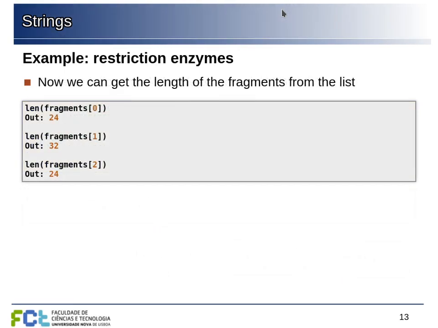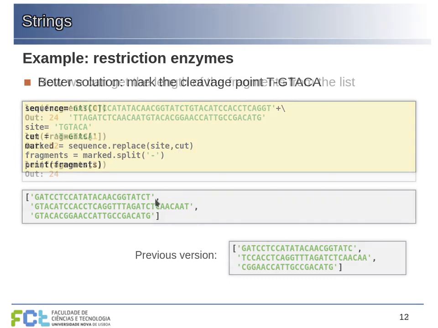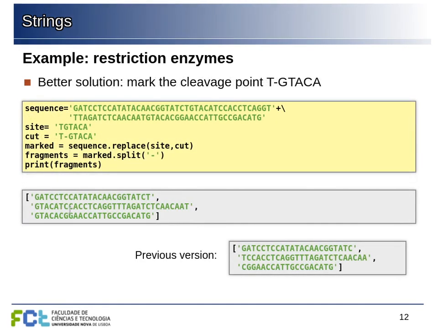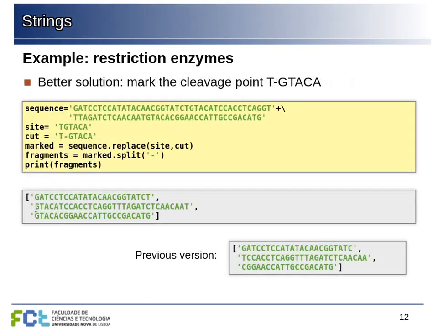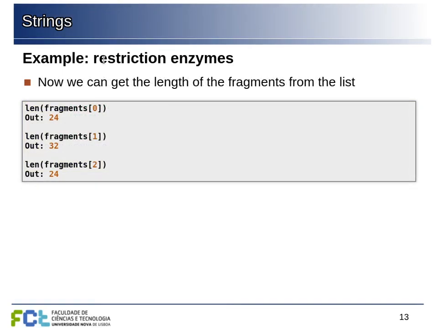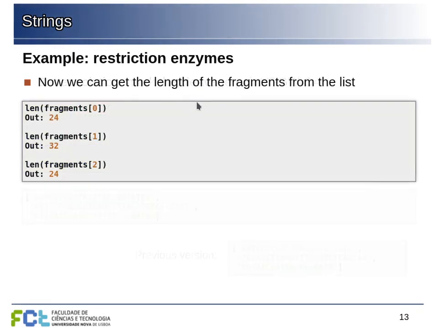Now we can look at the different fragments, for example, and ask for the length of each of them. The length is the number of characters in the string, and we can access the 3 elements of this list by the index. So the length of the first element on the list of fragments is 24. This means that we have 24 characters on this first element. The second one is 32, so this one has 32 symbols, and so on.